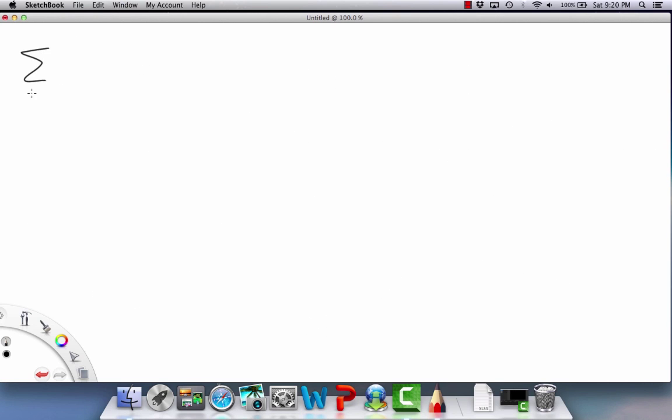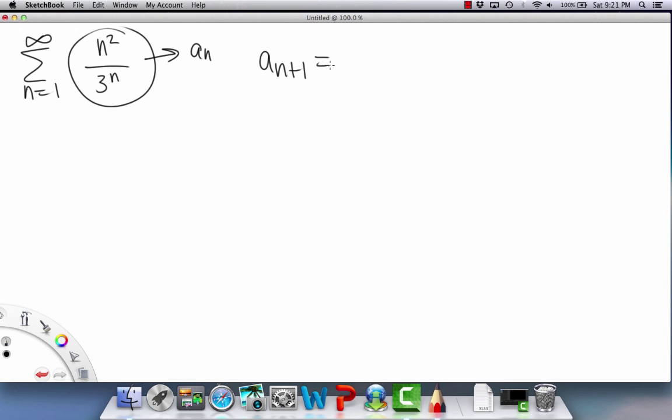Let's say we're given the following infinite sum, as n goes from 1 to infinity, of n squared over 3 to the n. In this case, whatever they give you here is basically just going to be your a sub n. Then to get a sub n plus 1, you just plug in n plus 1 wherever you see an n. I would suggest whenever you plug in n plus 1, put parentheses around it, just to be safe. You can never have too many parentheses, in my opinion. So then we have a 3 to the n plus 1 up here.